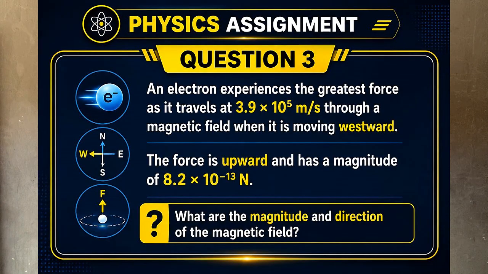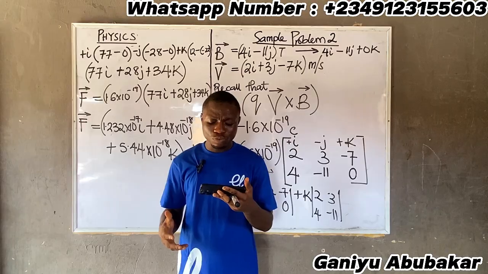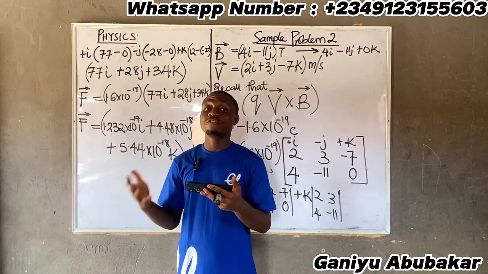Alright guys, the last example, I won't solve it. I'll give it as an assignment. It says an electron experiences the greatest force when it travels at 3.9 times 10 to the power 5 meters per second through a magnetic field. When it is moving westward, the force is upward and has a magnitude of 8.2 times 10 to the power of -13 Newton. What are the magnitude and direction of the magnetic field?